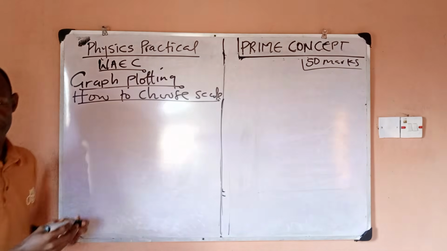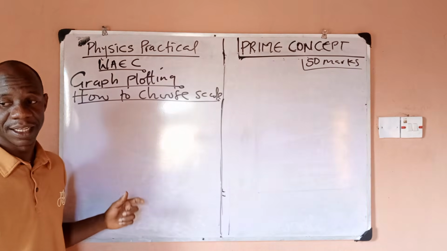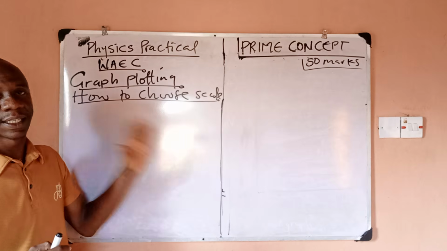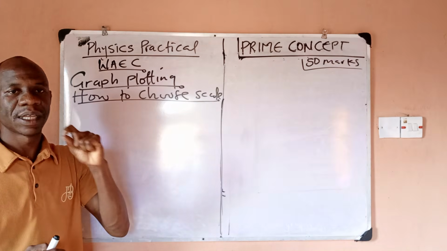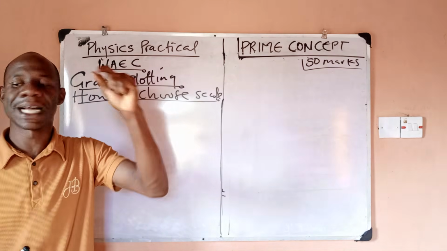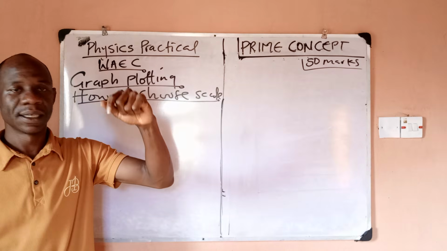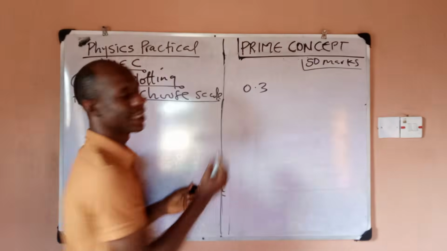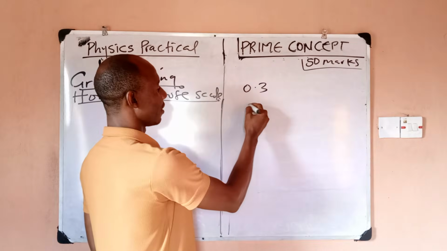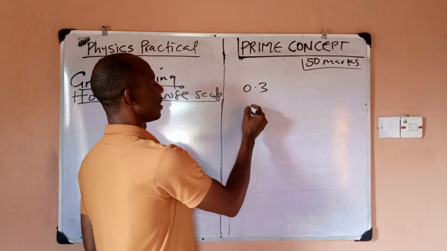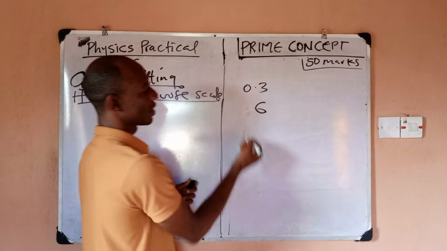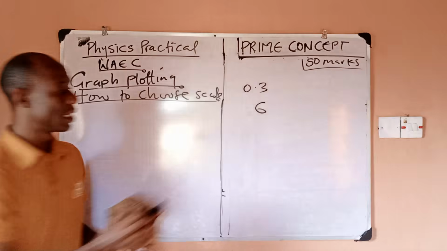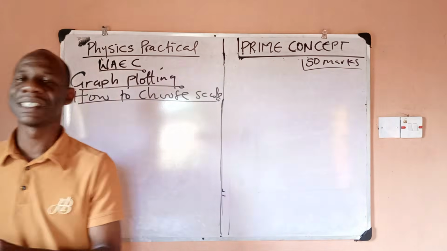Alright? How to choose what? Scale. Now, if you want to choose scale, first I want to tell you that there are certain values that are accepted in WAEC. You don't choose a scale like 0.3, or say your scale is 6 units. No, there are certain accepted values of scale in WAEC, and those values must be simple.